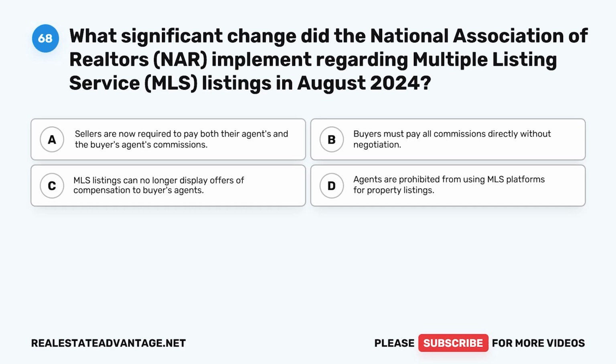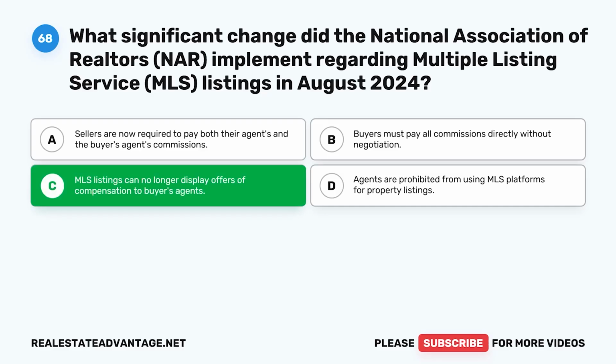C. MLS listings can no longer display offers of compensation to buyer's agents. D. Agents are prohibited from using MLS platforms for property listings. The correct answer is C. MLS listings can no longer display offers of compensation to buyer's agents.